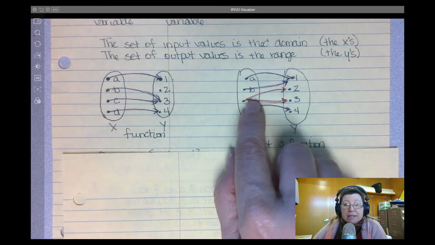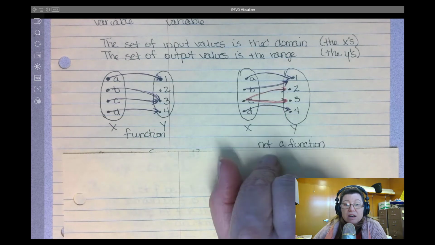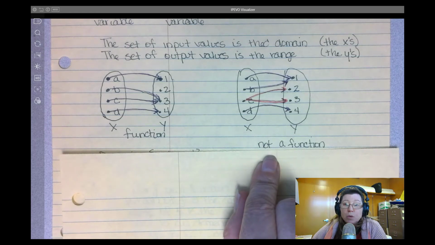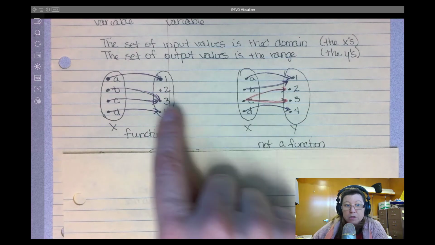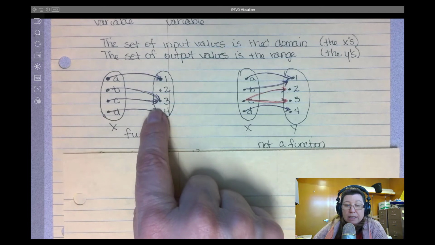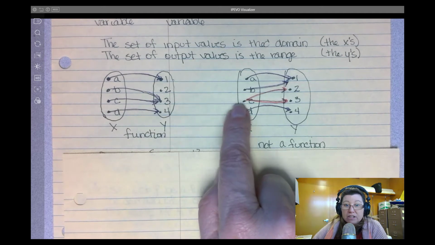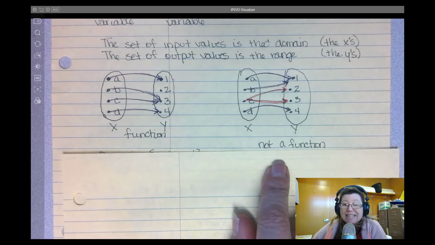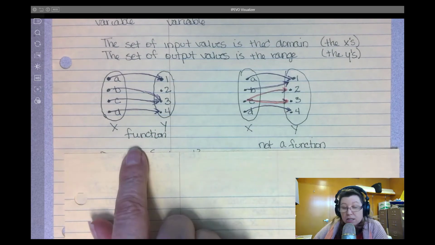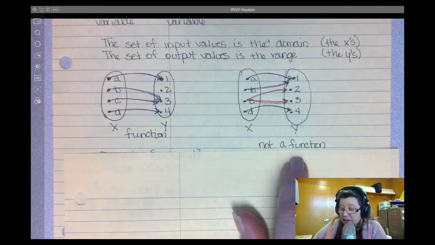And therefore, because C goes to 2 values, this is not a function, it just stays a relation or a relationship. It doesn't get pushed up to the function level because C breaks the rules. Totally allowed for x to go to the same y, but you're not allowed for x to go to two different y's. Therefore, it's not a function, it's a relation. This is also a relation that happens to be a function. This is a relation that's not a function.